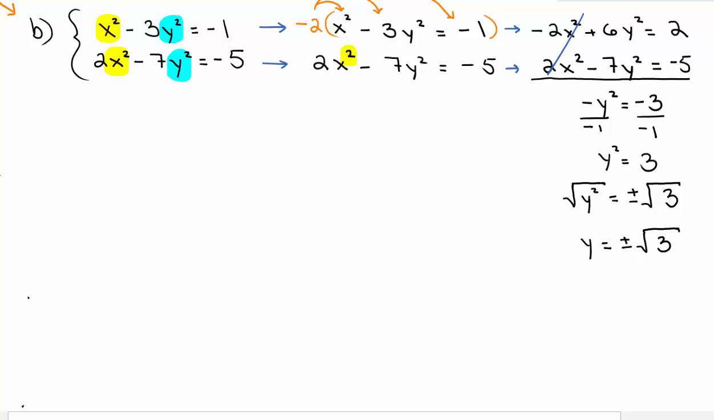We're going to substitute both of these values back into either one of the two equations. I think the top equation is a little more simpler than the bottom one. So that's the one I'm going to choose to substitute for. But you could choose either one. So we're going to substitute. We'll start off first with y equal to negative square root of 3. And I'm going to choose once again the top equation, the x squared minus 3y squared equal to negative 1. Every time I see a y in that equation, I'm going to substitute negative square root of 3.